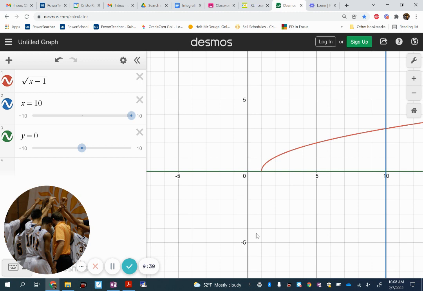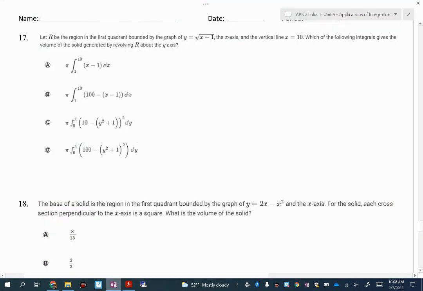So the first thing I do whenever I look at revolving around the y-axis is I want to see what this point is, which is 10, 3. So when I do my revolving, my integral, I'm only going from 0 to a y value of 3. That's the first thing I think of when I'm making this integral. So I'm talking about going from 0 to 3. All right, again, I put my pi out front.